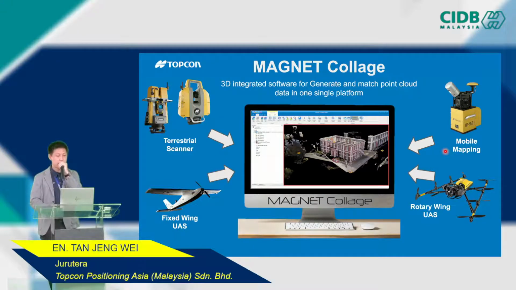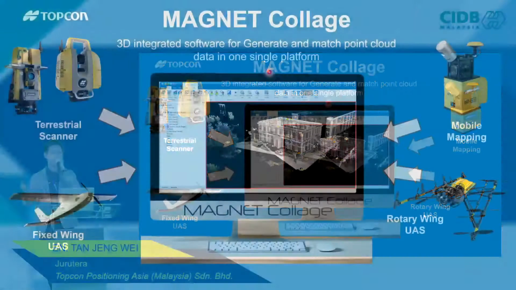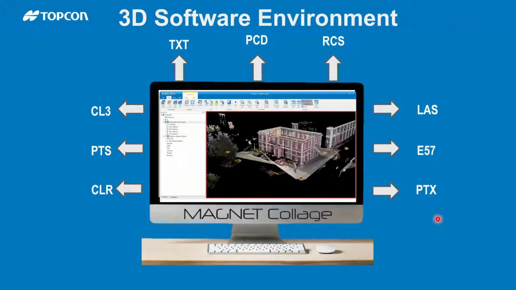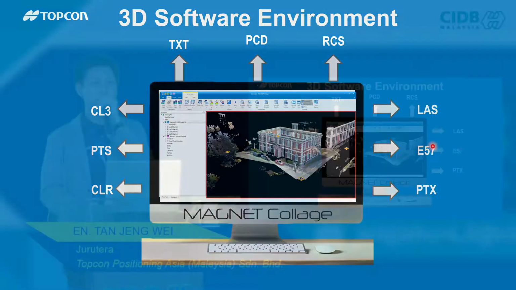For this, we have a software which is called Magnet Collage. This software is mainly used for point cloud registration, right? So after we do the scanning using the instrument, we need to do the registration. We have terrestrial laser scanner, mobile mapping, and also the UAS, which is a drone. All these data we can combine using this software, and we can export them into several formats, like for example, the most common one will be LAS format, and also the E57 format, and also the PTS.